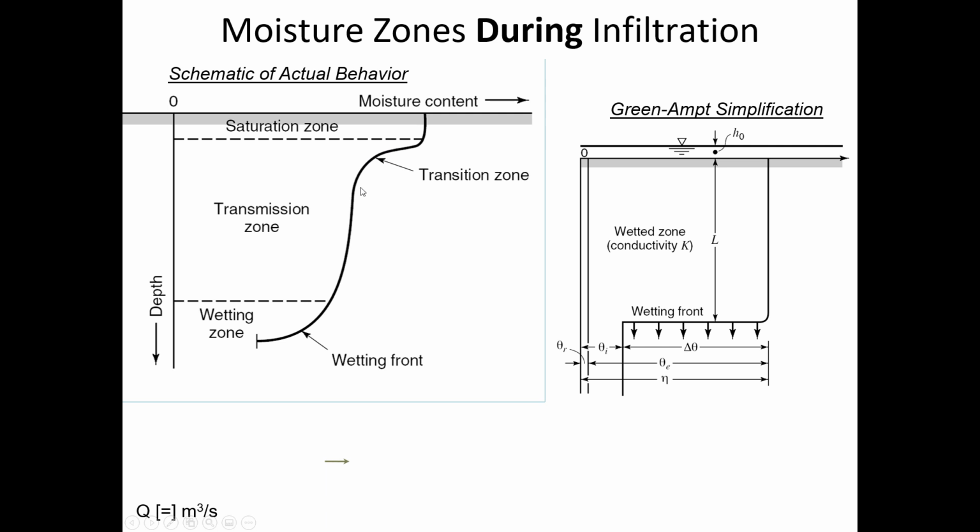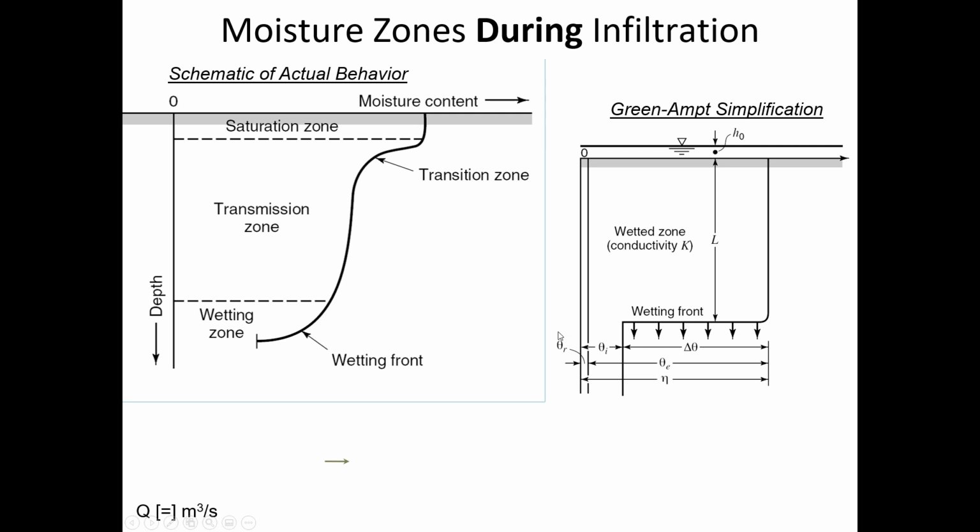This is difficult for us to model, and so there is an approach called the Green-Ampt model that simplifies this into saying, let's assume that we have continuous ponding at the surface, and then there's fully saturated soil voids, and then at some depth it goes to the initial moisture content. And so rather than having this transition zone, we're only going to have a saturation zone and the wetting zone, which is the border between saturation and the initial moisture content.